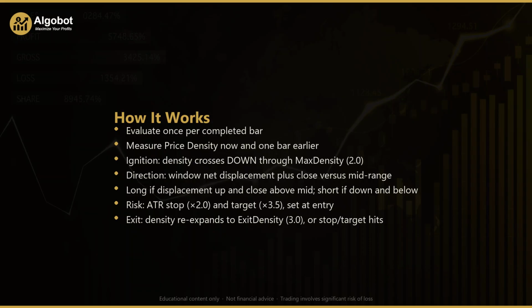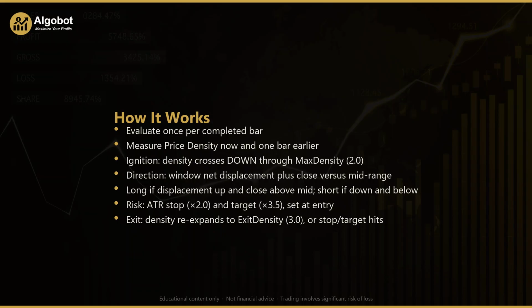But a collapse alone doesn't tell you which way to trade, so the strategy adds 2 direction filters. It measures the net displacement across the window, comparing the most recent close to the close at the start of the window. And it works out the midpoint of the window's range, halfway between the highest high and the lowest low. For a long, the net displacement must be positive and the latest close must sit above that mid-range. So the strategy is joining a move that is genuinely pushing higher. For a short, the net displacement must be negative and the latest close must sit below the mid-range. If neither side lines up cleanly, the strategy stands aside.